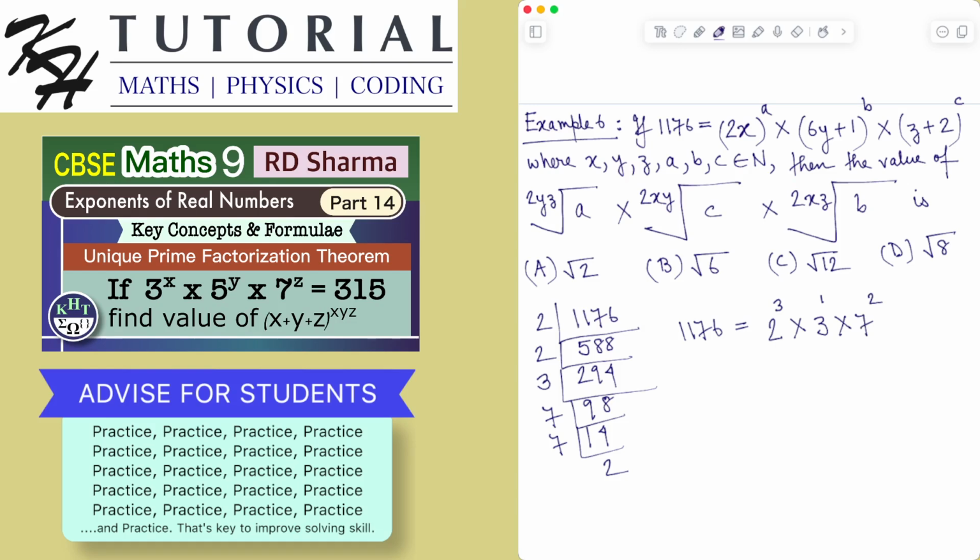Okay, now since on the right hand side in the given equation we are having 2x, 6y plus 1, z plus 2. Since it is given x, y, z are all natural numbers, so obviously 2x, 6y plus 1 and z plus 2, they will all be natural numbers. So now how do we find x, y and z?